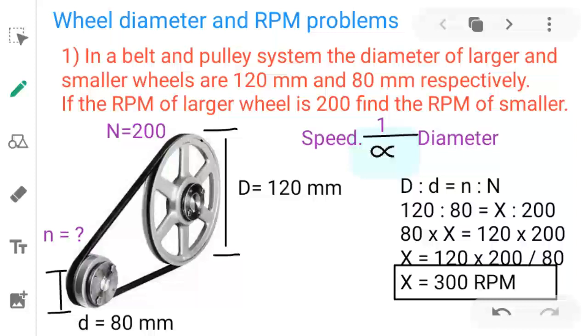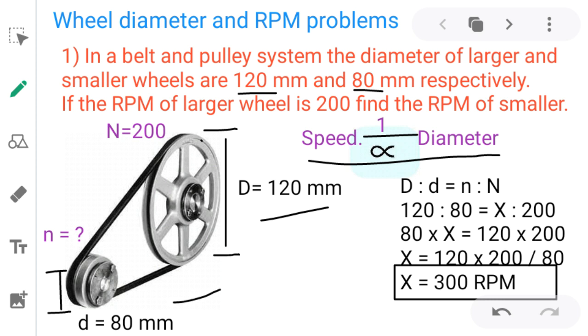That means the speed is inversely proportional to diameter. Take the problem. In the belt and pulley system, the diameter of larger and smaller wheels are 120 and 80 mm respectively. The larger dia is 120, smaller dia is 80.